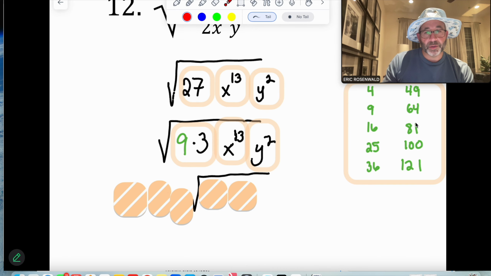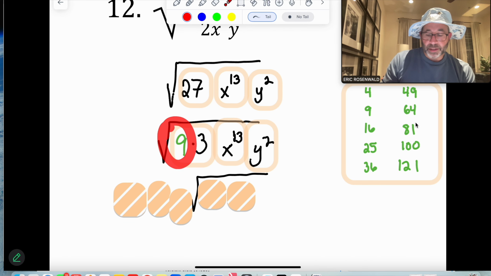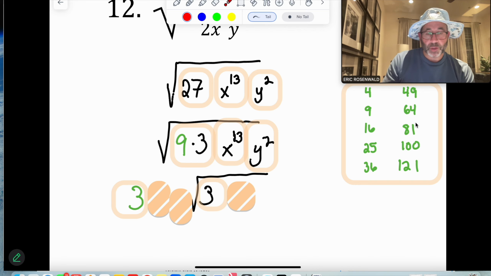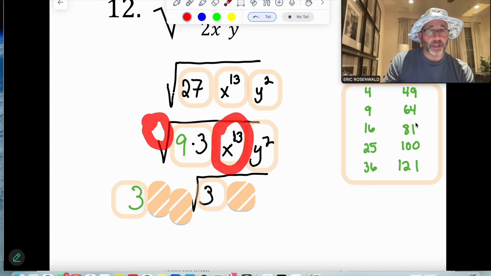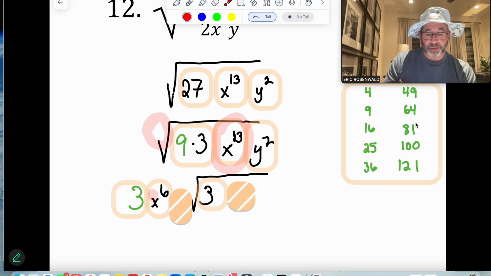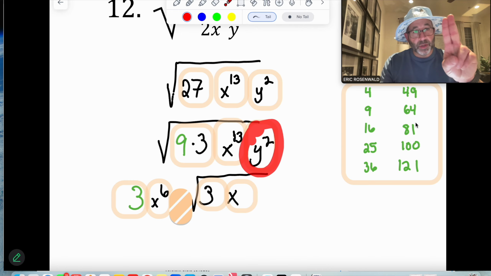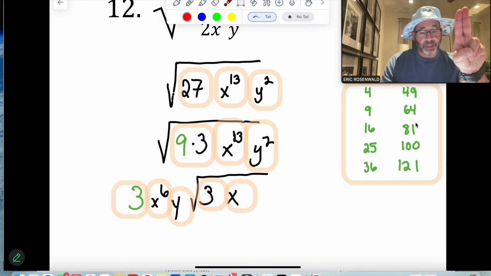Okay, let's break this up into its parts. Square root of 9 is just 3. Square root of 3 stays square root of 3. x13, when we're going into pairs of 2, right? So 13 can go out 6 times as a pair, because that would be 12, with 1 extra remaining. So there's 6 with 1 extra. And then this y2, that 2 can go out as 1 pair, and it stays outside. And you're done.